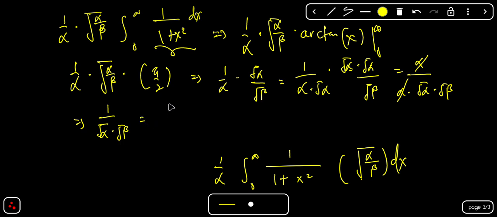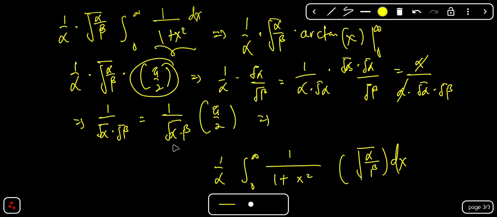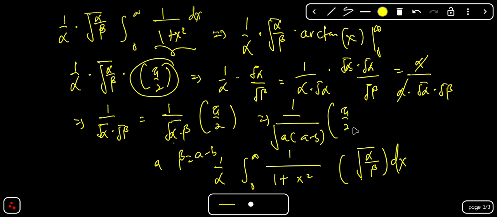Which is equal to 1 over square root of alpha multiplied by beta. And don't forget that it's multiplying pi over 2. So the original value of alpha is a and beta is a minus b. So this will be equal to 1 over square root of alpha, which is a, and beta, which is a minus b, then multiplied by pi over 2. So we can write this as pi over 2 multiplied by square root of a into a minus b. So that is beautiful.